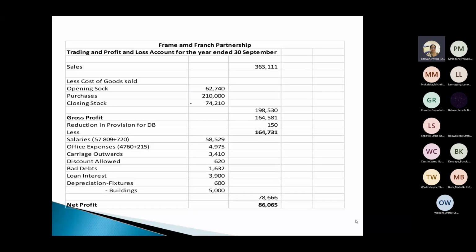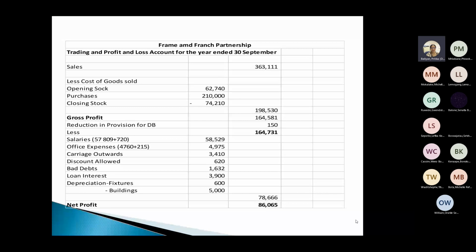Then we subtract the other operating expenses like salary, then we add accrued salary and wages, office expense, then we add 215 accrued, carriage outward, discount allowed, bad debts, loan interest, and depreciation on fixtures and building. So the total expenditure for the year is 78,666. We subtract it from the total income to get the net profit.